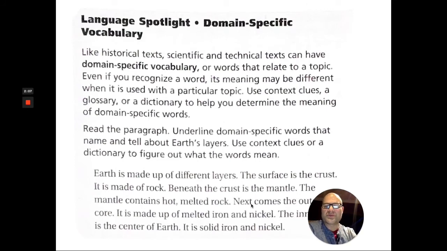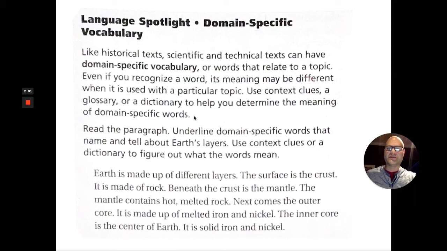Okay, language spotlight. And this is pretty interesting. Like historical texts, scientific and technical texts can have domain-specific vocabulary, or words that relate to a topic. Even if you recognize a word, its meaning may be different when it is used with a particular topic. Use context clues, a glossary, or a dictionary to help you determine the meaning of domain-specific words. And when you're reading within a domain or about a particular topic, you're going to come across these words over and over again, and they always mean the same thing, and you get used to it.